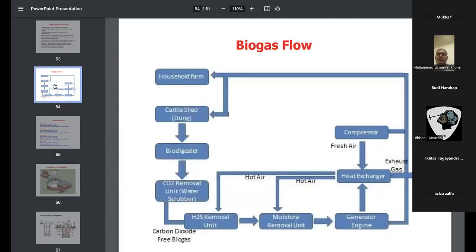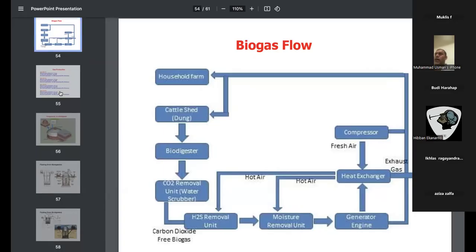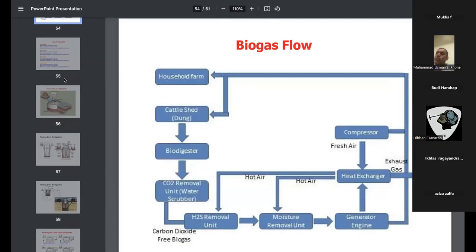Next, please. This is a basic process of a biogas plant. Household and farmyard waste, including cattle dung, goes into the biodigester, and then the biogas upgrading process: CO2 removal, H2S removal, and moisture removal. Then the gas goes to the engine and runs the engine, or you can store it in a storage tank.